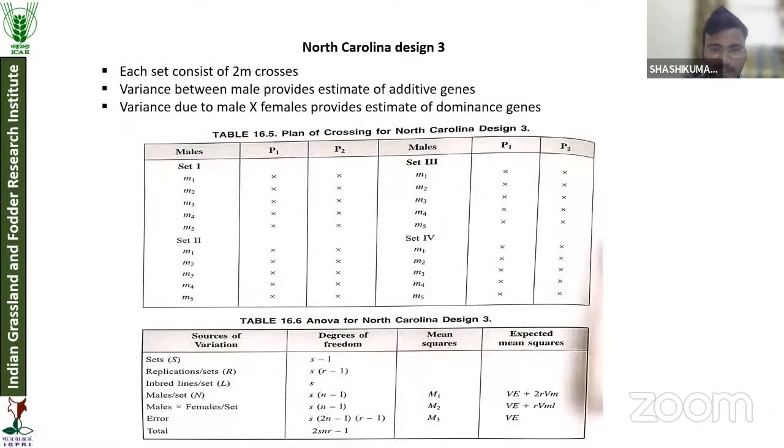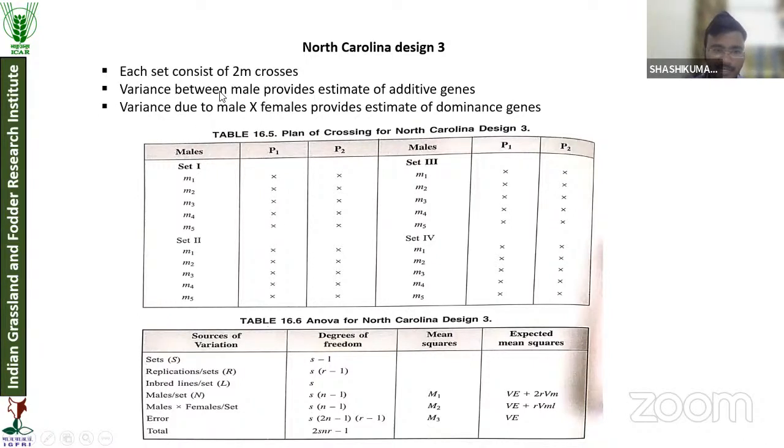Now come to North Carolina design 3. Here each set consists of 2M crosses, which means from the F2 population, you select some lines as males and you cross them with the parents P1 and P2. So this is called North Carolina design 3.